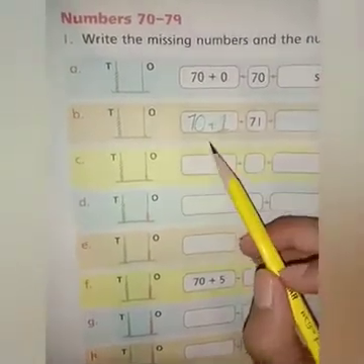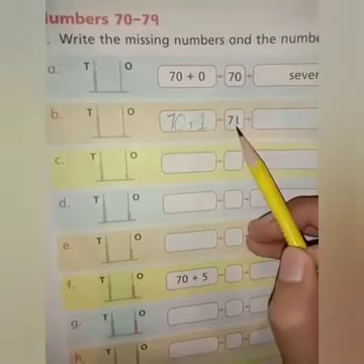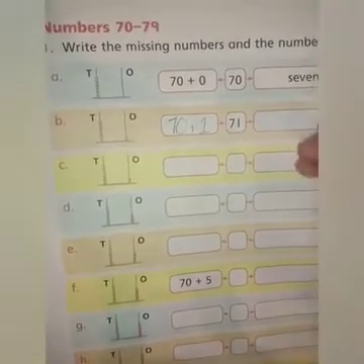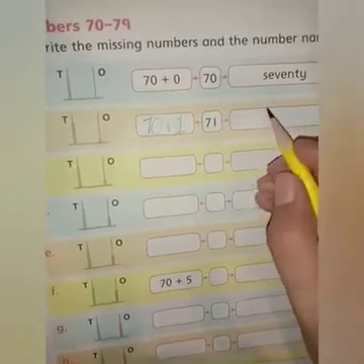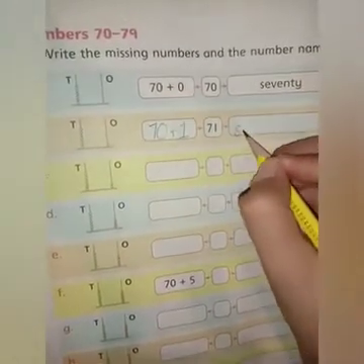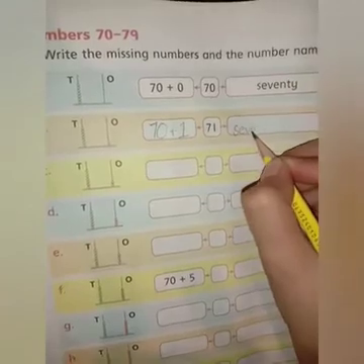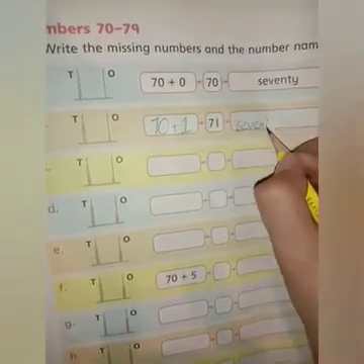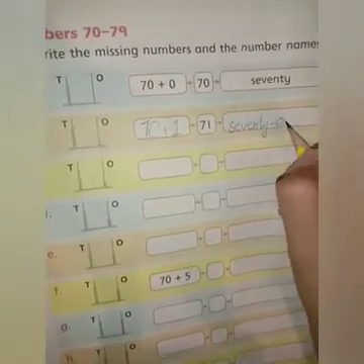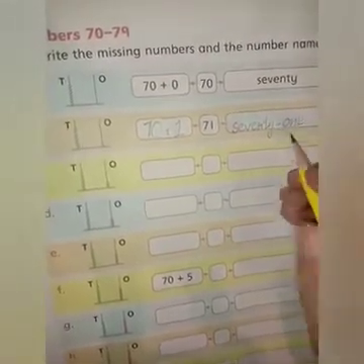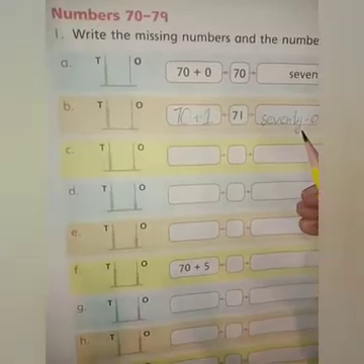When we add 70 and 1, we get the answer 71. 71 in number is already written here. We are going to write 71 in words. S, E, V, E, N, T, Y. 71. O, N, E. 1. 71 in words. Go for the next one.